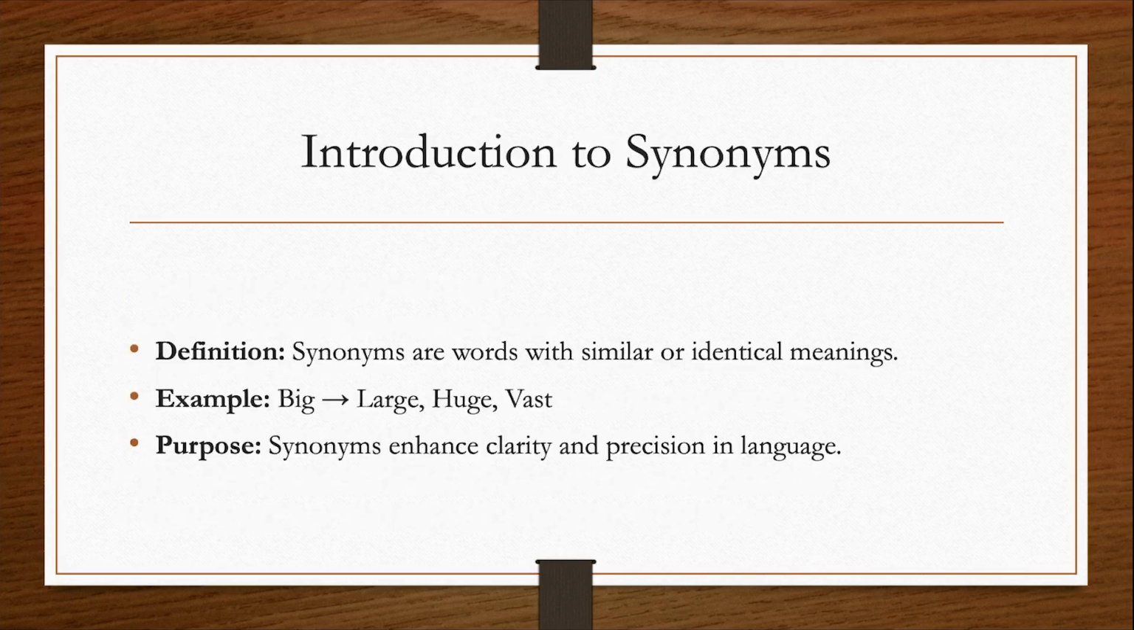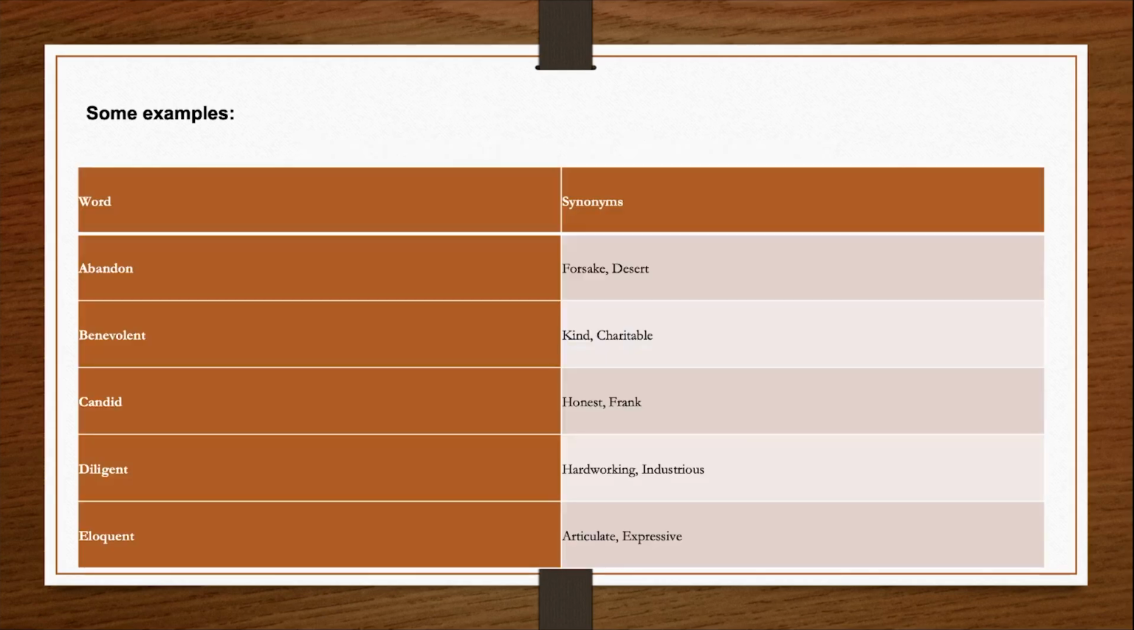Let's begin. Now, what are synonyms? Synonyms are the words with identical or similar meanings. For example, the word big can also be written as large, huge, vast. Now, these are synonyms. Synonyms enhance clarity and precision in language and in creating meaning out of language.